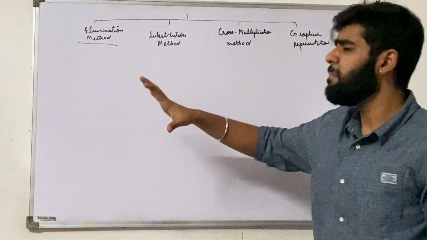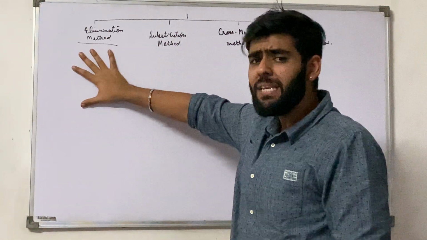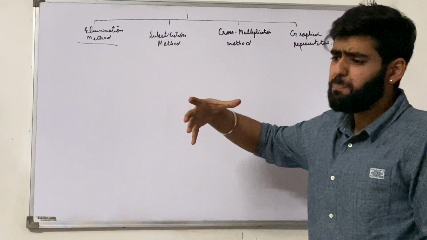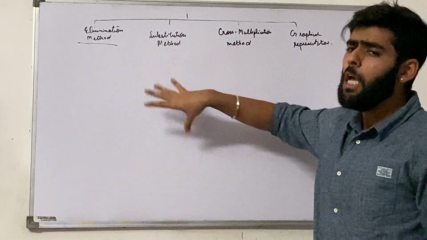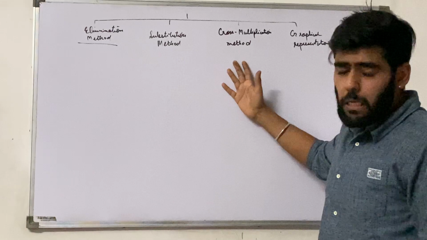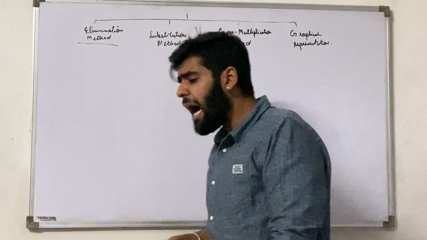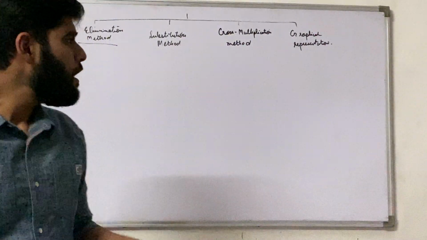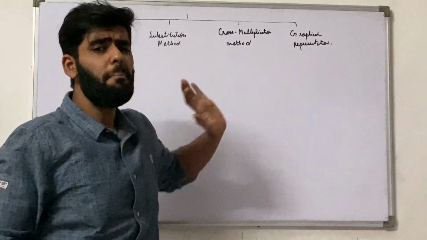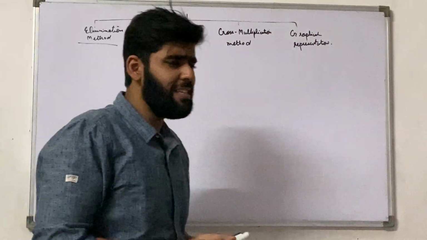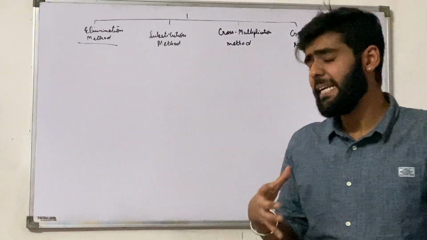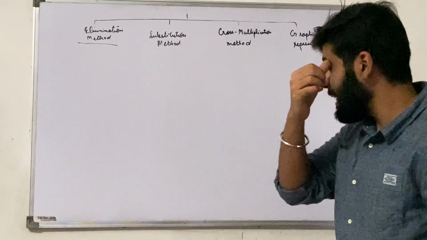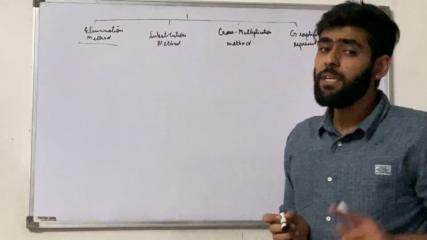Now I have placed these methods in the order of our preference for its usage. That means we will mostly prefer to use elimination method. If not, then substitution. If not substitution, then cross multiplication. In the last, until and unless it is mentioned, we will never use these two methods. These are the toughest and the most cumbersome methods, very time consuming. The easiest one is the elimination method.